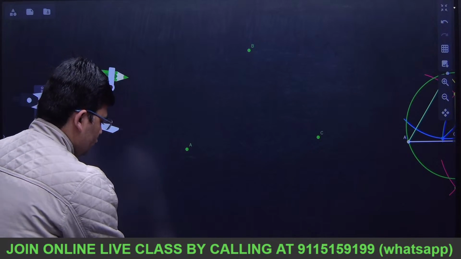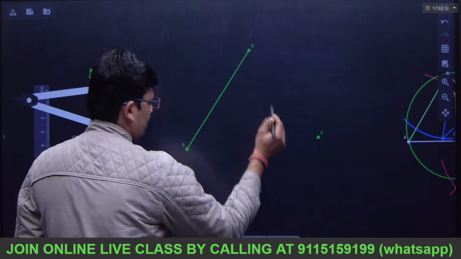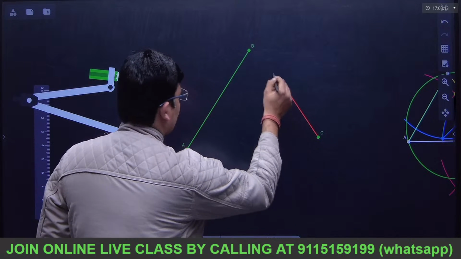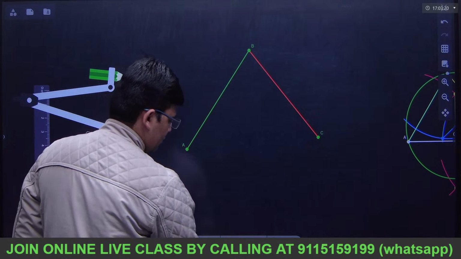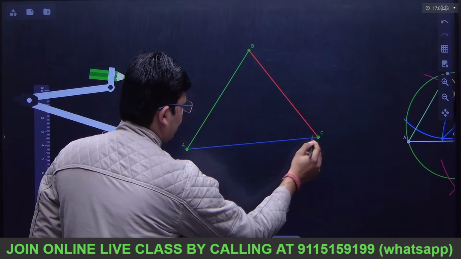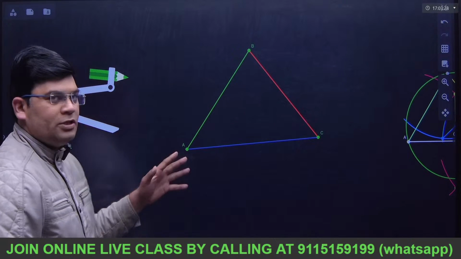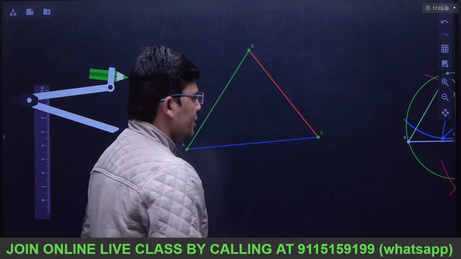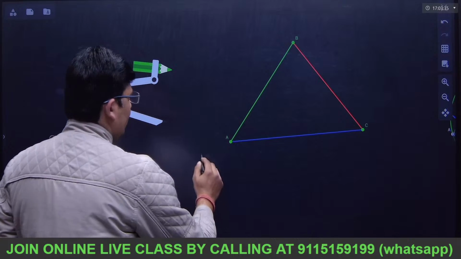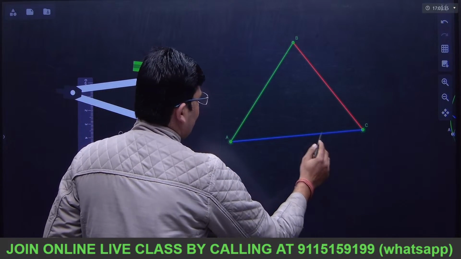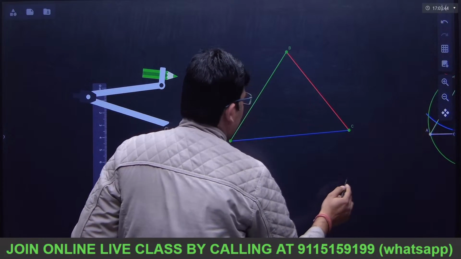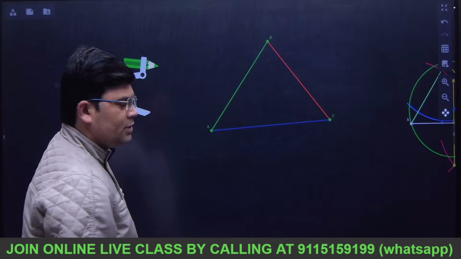Okay. So I'm joining these 3 points, so that we can have a different color as well. So this is a random triangle. This is not an isosceles triangle. This is not an equilateral triangle. It is just a triangle. I am taking a random triangle. So for this triangle, now the aim is that we are going to draw the incenter.